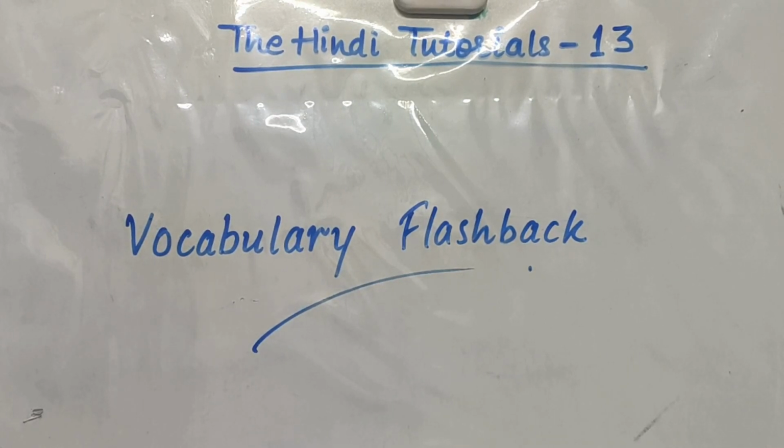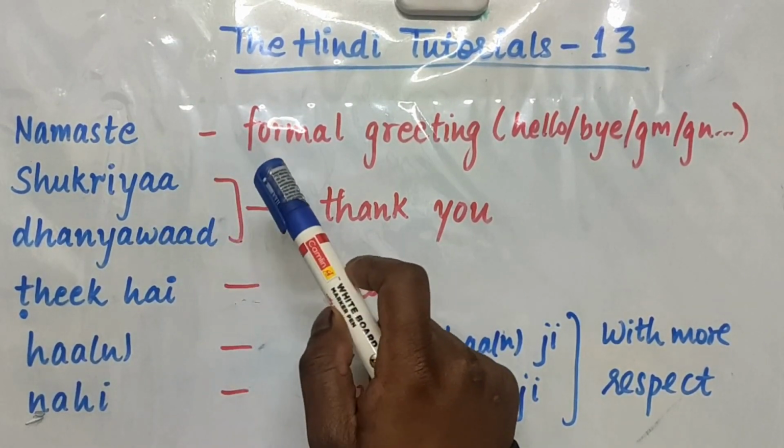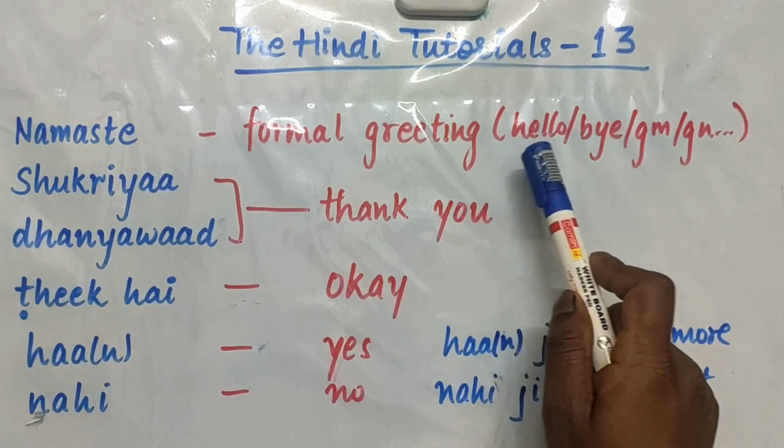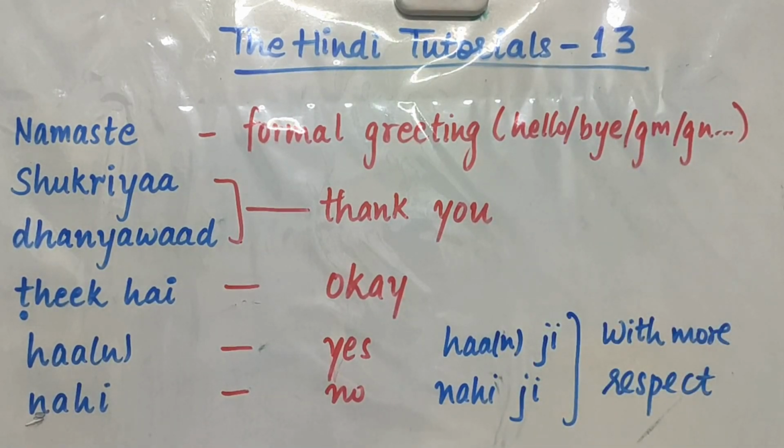तो अब start करते हैं with the most basic words. So the first word was namaste, which is a formal greeting, can be used in the place of hello, bye, good morning, good night, good evening, good afternoon, etc. and is usually used with strangers, parents, elders, teachers, bosses, seniors, etc. It's not used in normal conversation between friends.